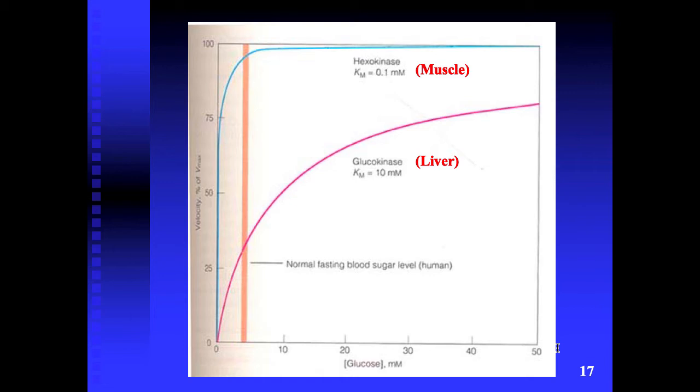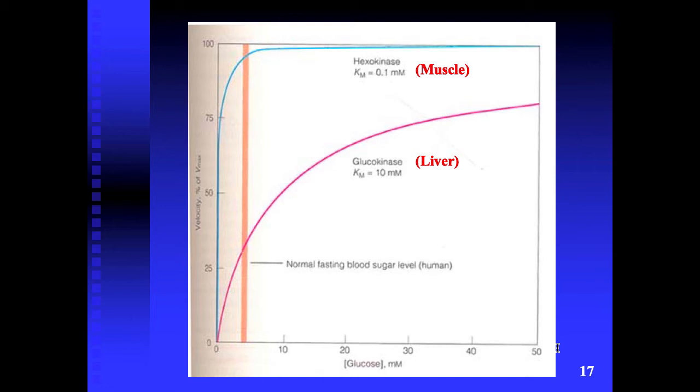Now look at hexokinase. That's the blue one. Look at its Km. 0.1. What's the fold difference? 100, right? It's a 100-fold difference. That's a big difference in the enzyme. Why would our body do that? Because now look what happens.